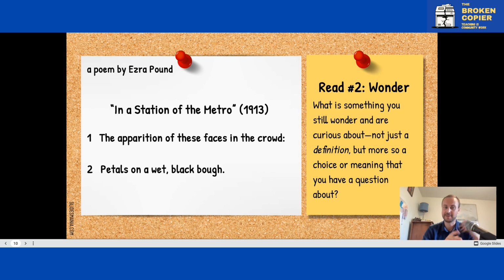Sometimes you can just tell them, hey, here's what apparition means. Maybe here's what a bough is, the metro, and then take that off the board and then ask them what they're wondering, like, why is this? Why did the author choose this? What about this?